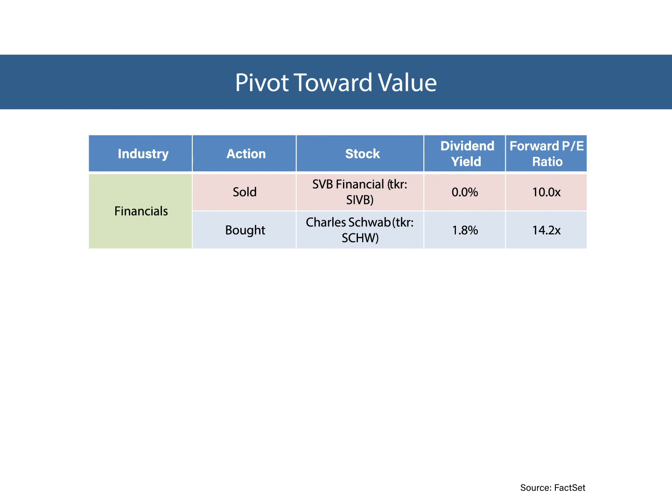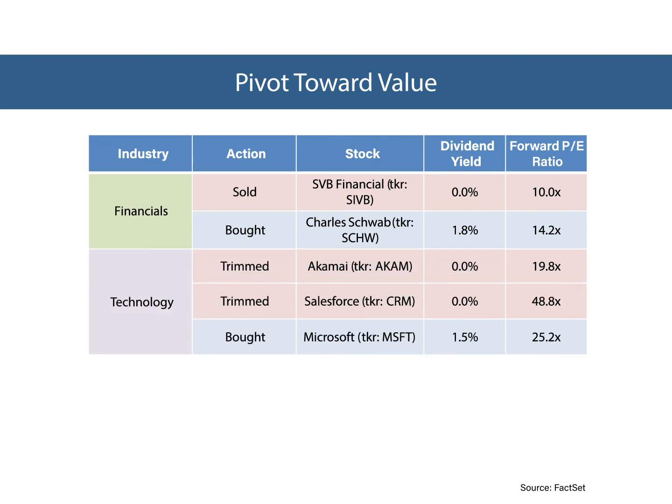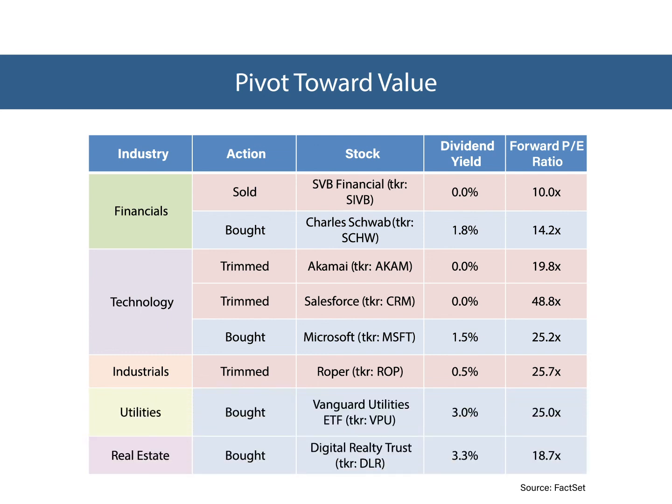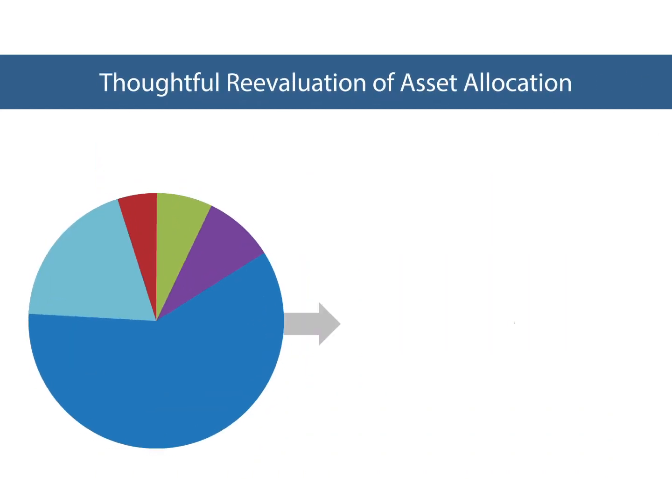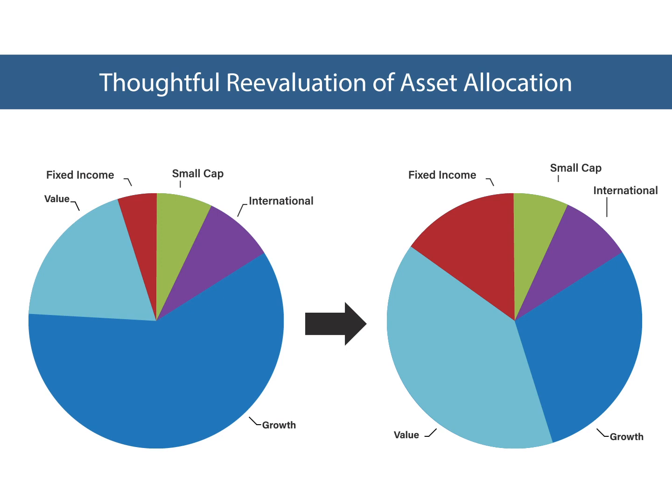In the technology space, Microsoft, again historically a name that we would consider growth, trading at a very reasonable valuation relative to their technology peers and paying a 1.5% dividend. We trimmed 2 names, successful investments in Akamai and Salesforce, that were much more highly priced and not returning any money in the form of dividends. We trimmed an industrial name, Roper, and added to 2 sectors that are historically more value-oriented in utilities and real estate.